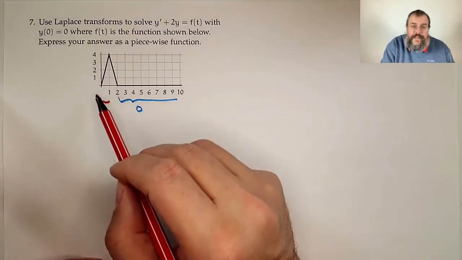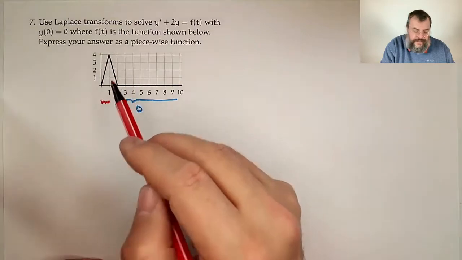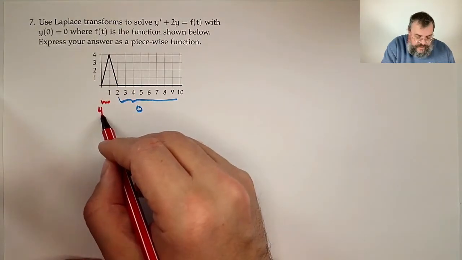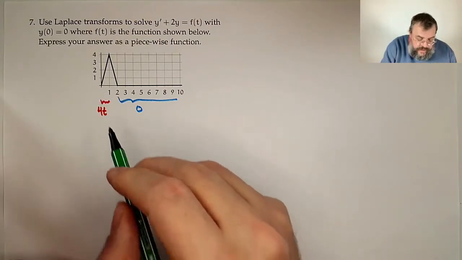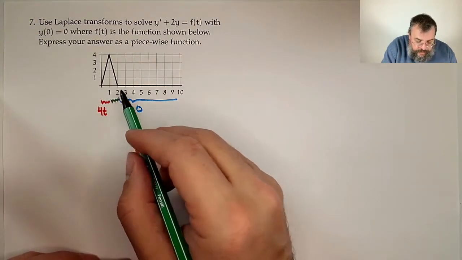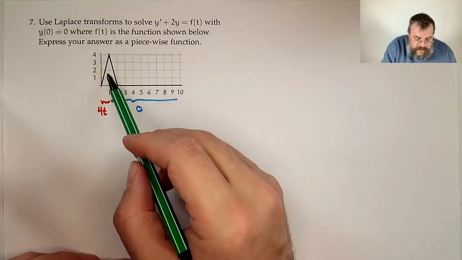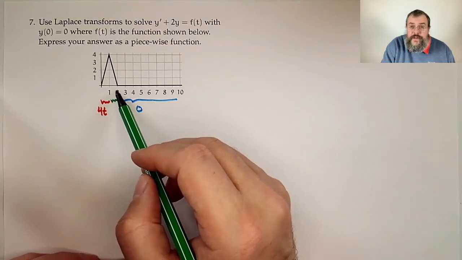So this is the line 4t. So, okay, that's 4t. And then we have that other piece. And the other piece is not bad, but we've got to work it out. So what's that last little piece going to do from 1 to 2? Well, we can see the slope, right? It's down 4 over 1.